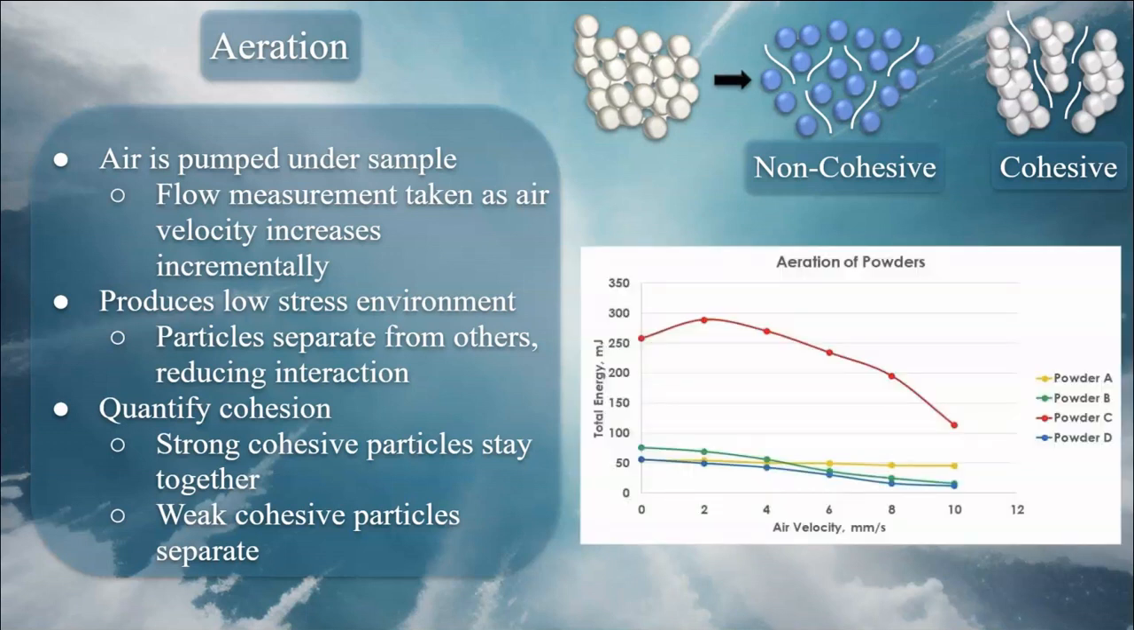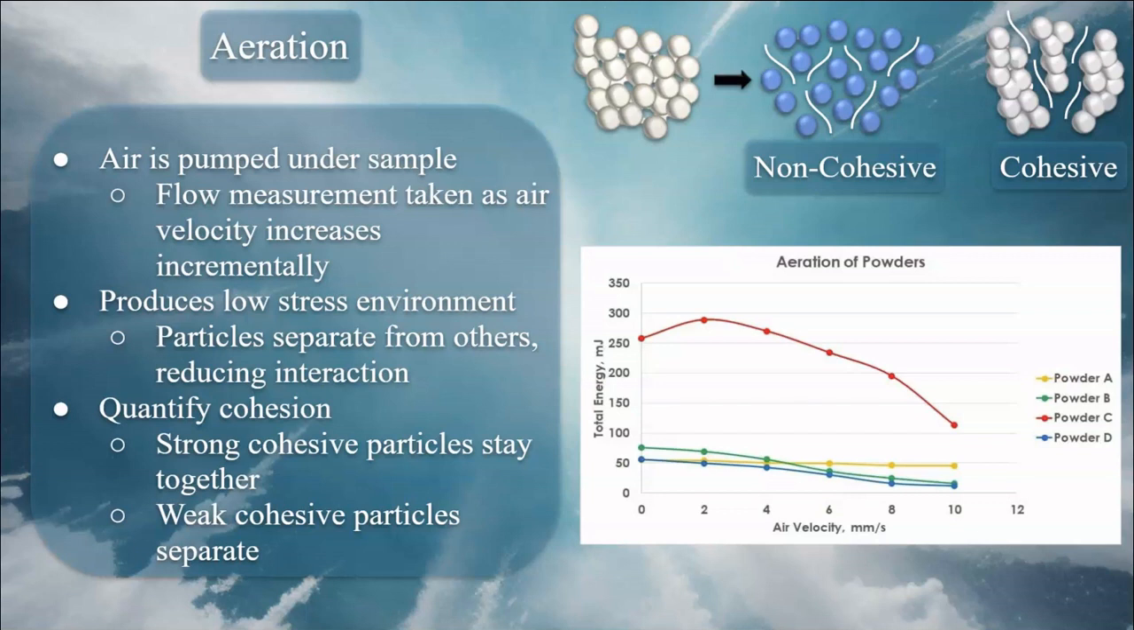So if we look at the graph here, this is showing that as we increase our air velocity, we're going to decrease our total energy, also known as our flow, or our resistance to movement. And that's because we're going to have a larger separation of these different particles.